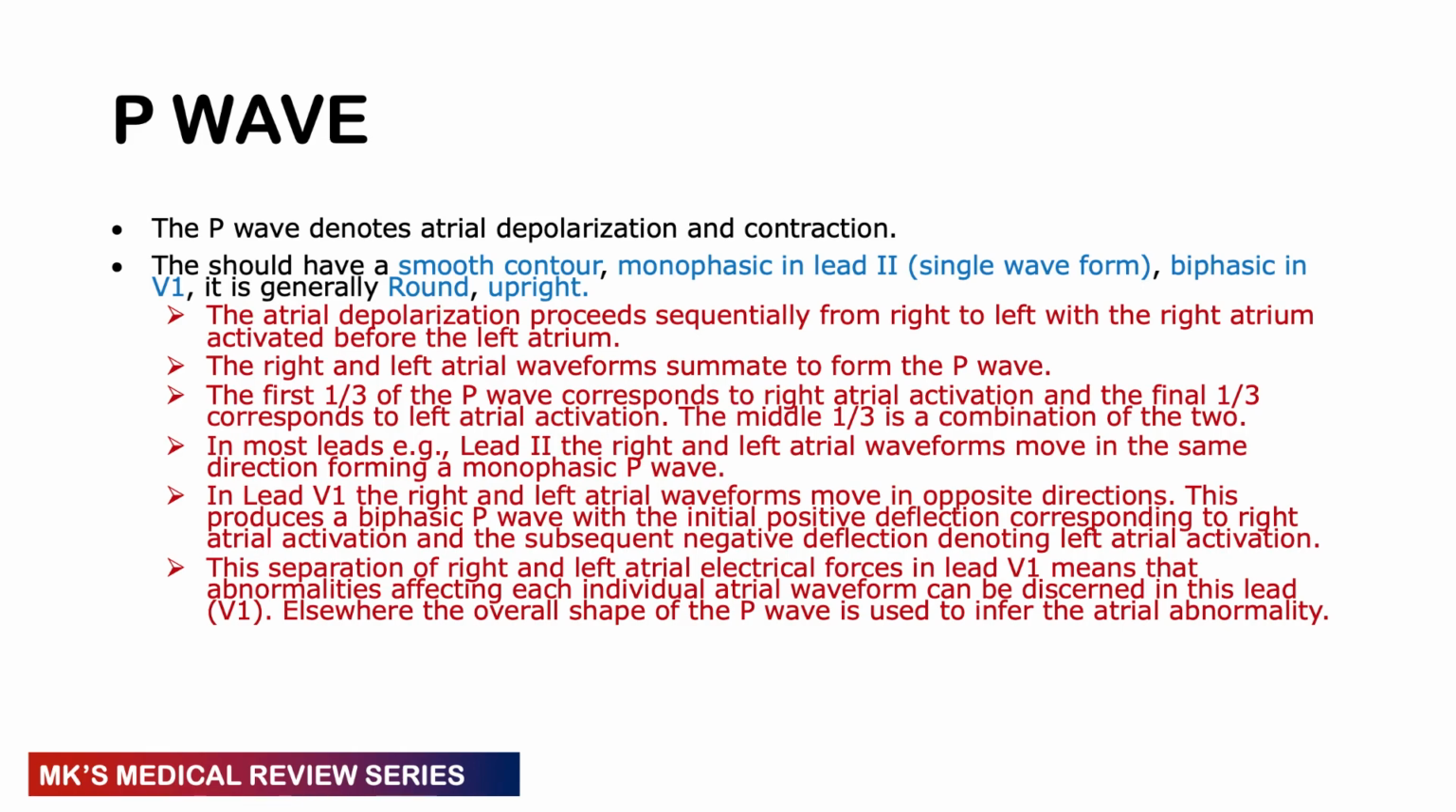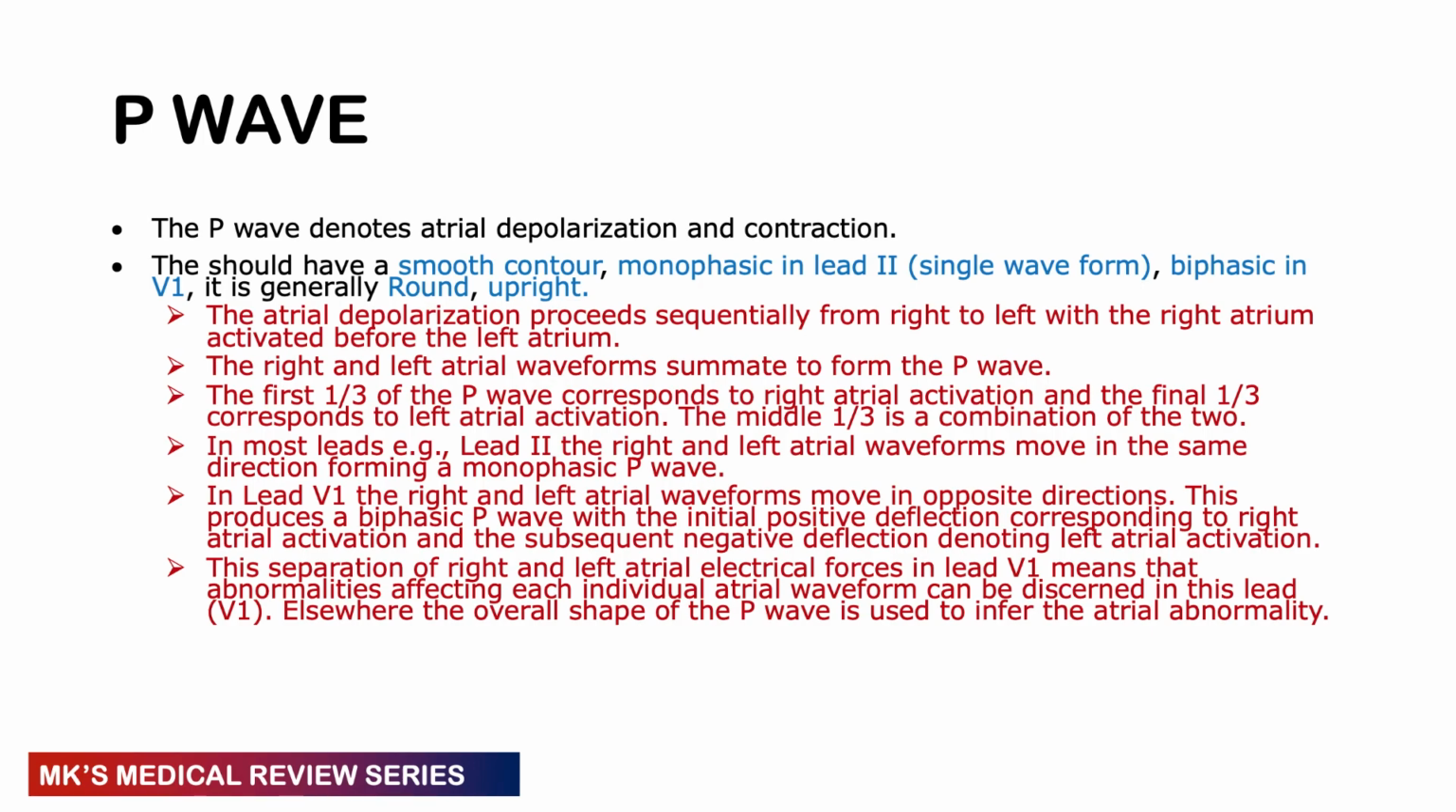So the sum of these waves is what results in the P wave that is formed. The first 1/3 of the P wave is due to activation of the right atrium. The final 1/3 is due to activation of the left atrium. Then of course the middle 1/3 is a combination of the two. Your P waves are going to be positive in most leads except for lead aVR, and they're going to be monophasic in all the leads except for lead V1.